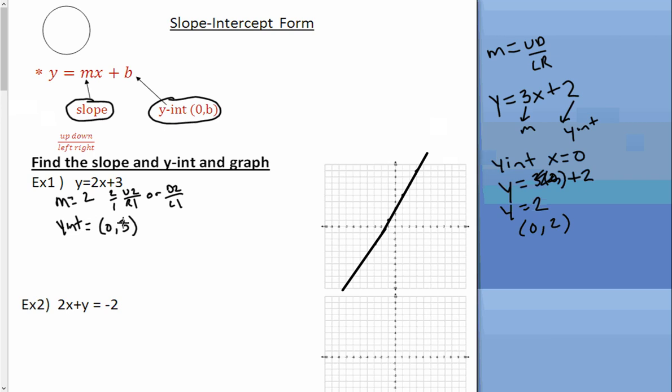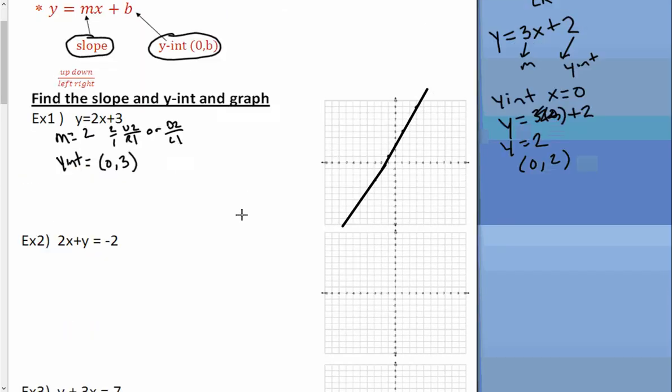So far, the only way you know how to graph is either make a table or use the X and Y intercepts. Now the X and Y intercepts are not that hard, but this is even quicker. And not only will it give you a starting point, but it'll help you visualize what's going on in the graph very quickly. All right?